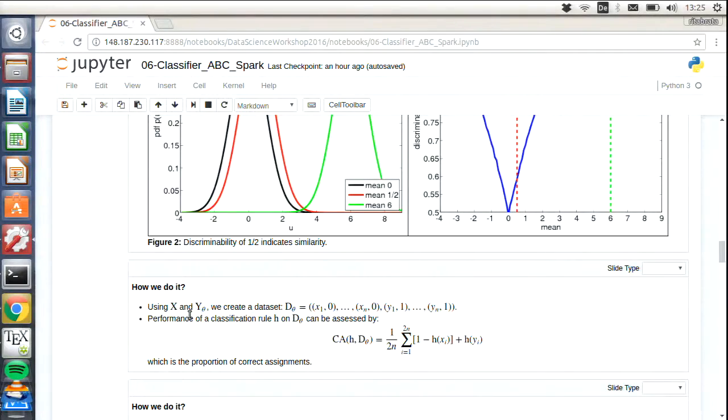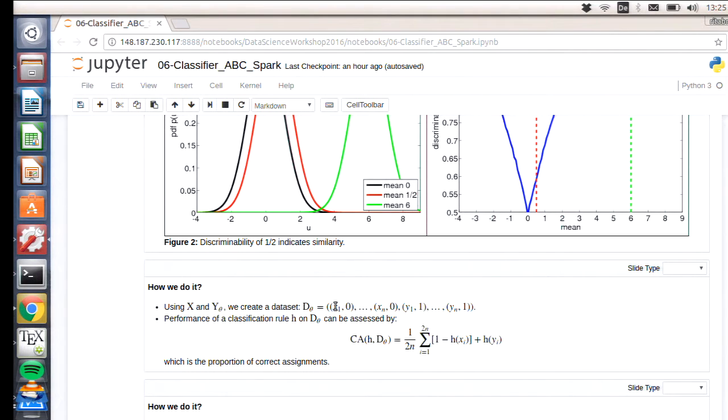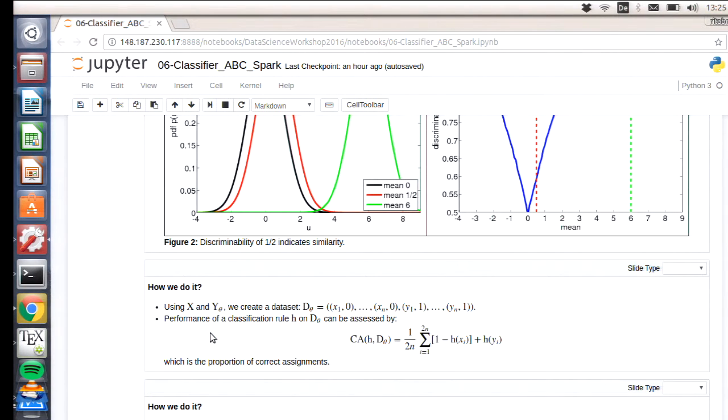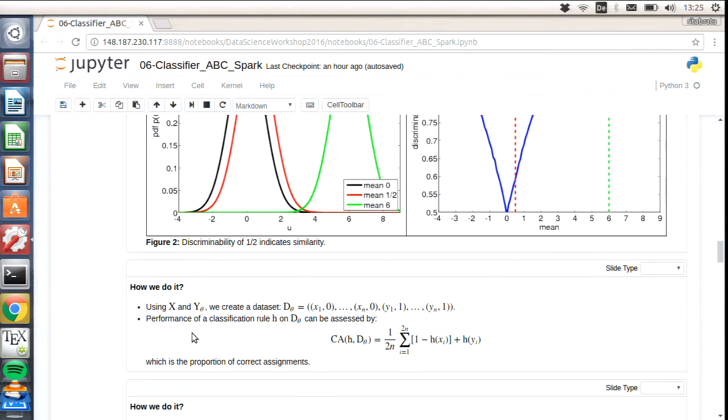So what we then do, we have x and y theta. X is the observed data, and y theta is simulated for a theta. Then we create a data set where we pair x1 to xn with zeros and y1 to yn with 1, fix a classification rule, learn the optimal classification rule, and find out what the classification accuracy between these data sets would be. That is a proportion of the correct assignments, and that's going to be my distance function here.